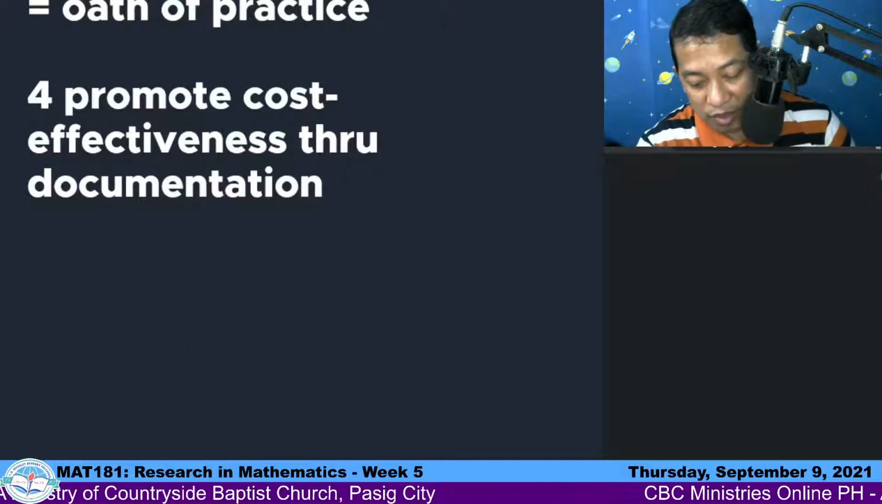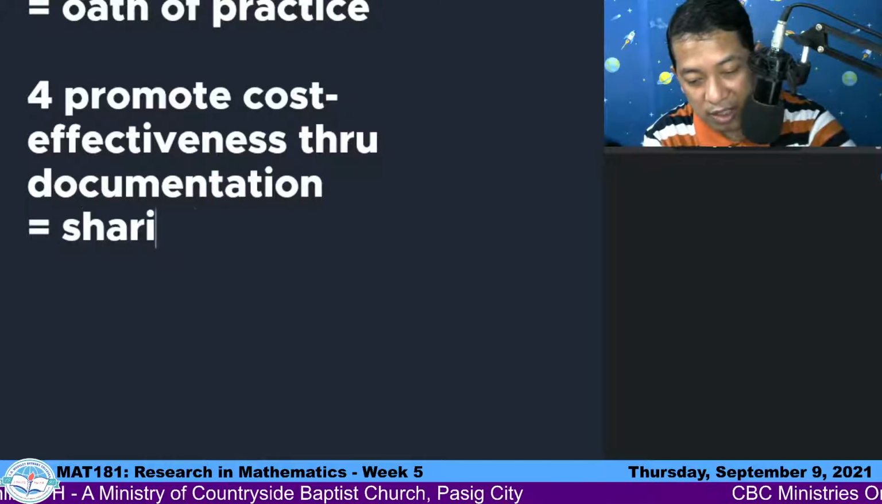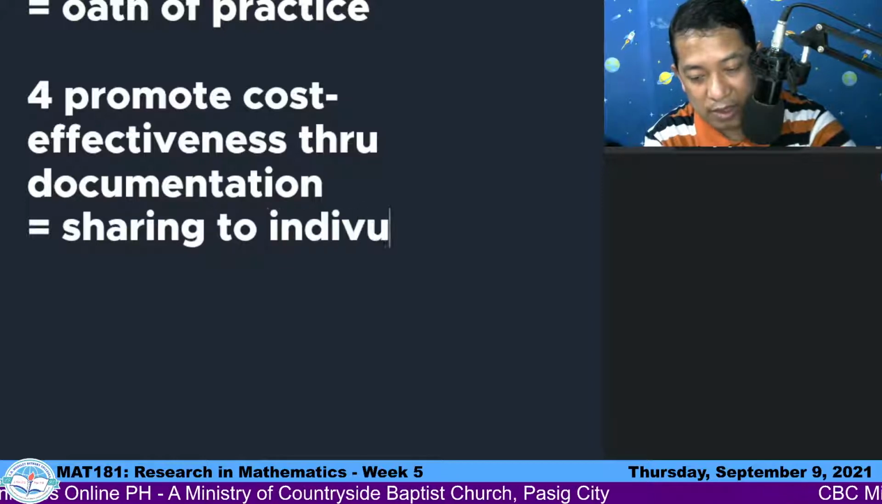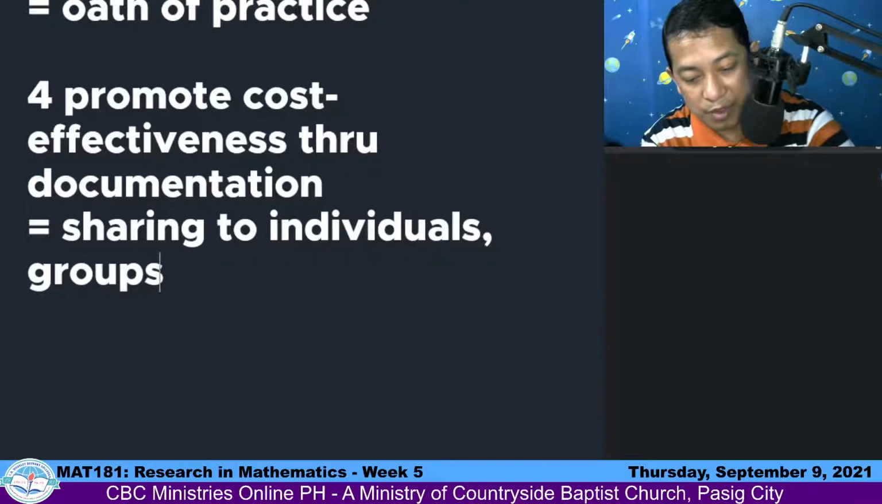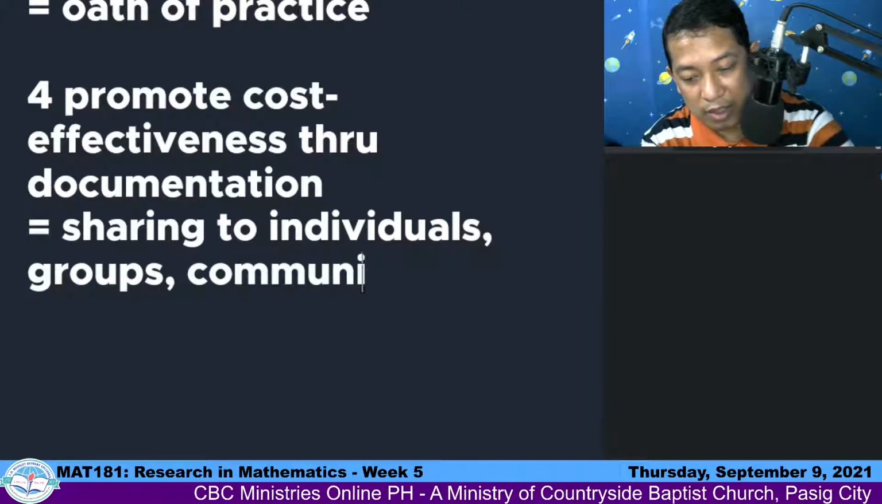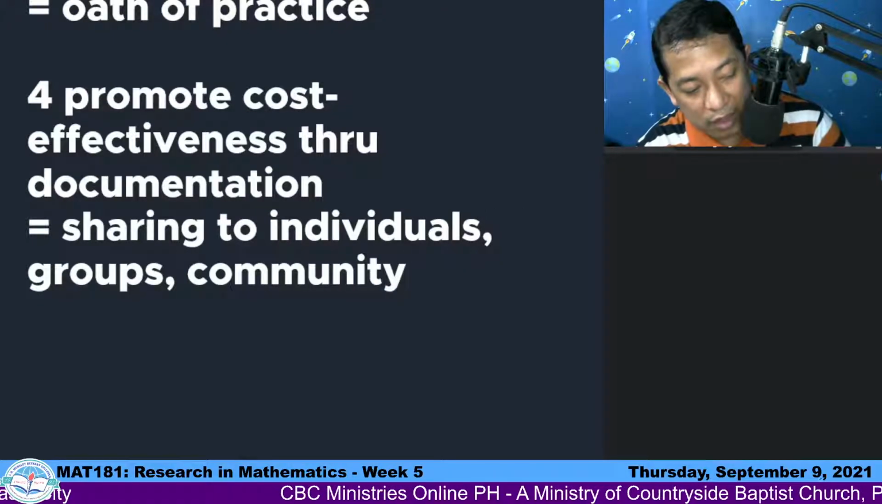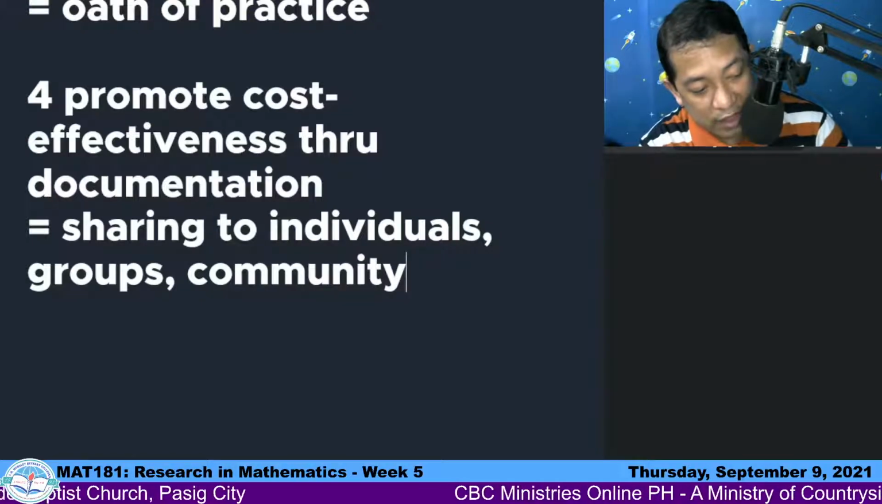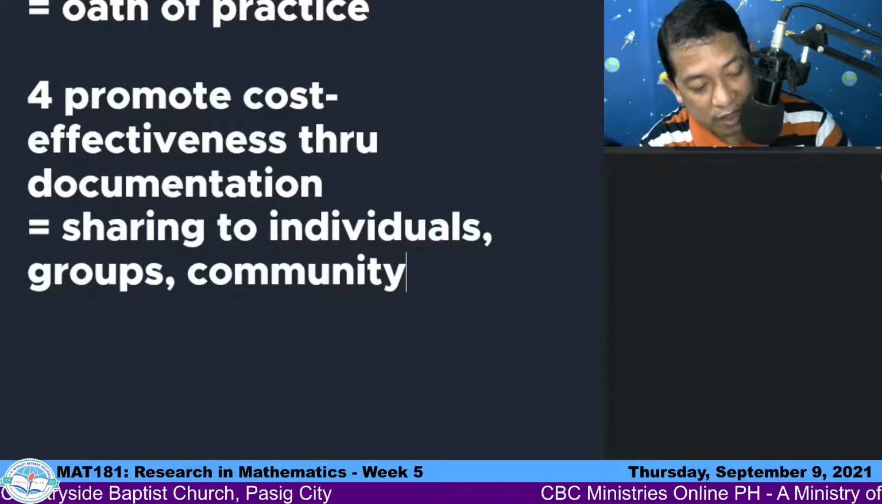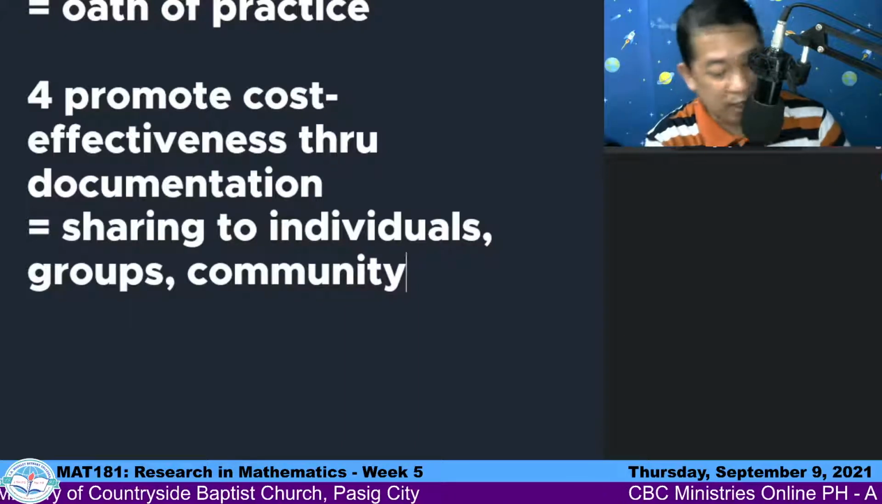Ito na pumapasok yung sharing to individuals, groups, or community. Yan, community or organization, no? In like manner, for which the study is intended. It is useless if the results are not made public.